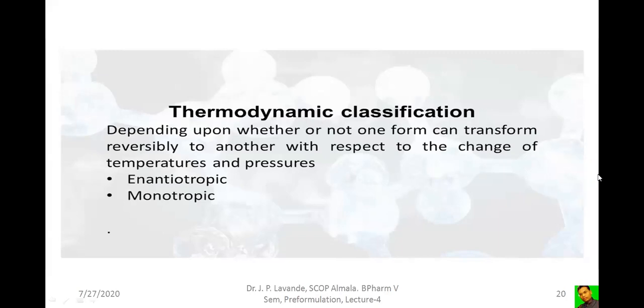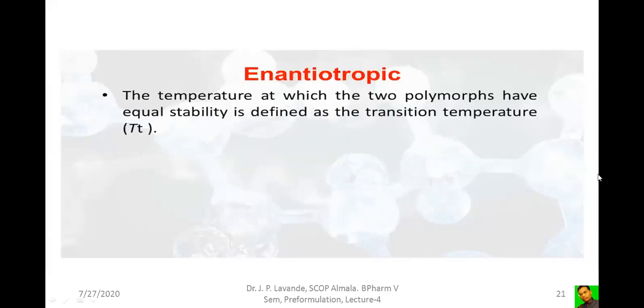So what are the enantiotropes and what are the monotropes? Enantiotrope: the temperature at which the two polymorphs have equal stability is defined as the transition temperature. In order to understand the enantiotrope and the polymorph, it is necessary that we know what the transition temperature is. Transition temperature will be represented as Tt, right? The capital T is italic, and the small t is in the normal state.